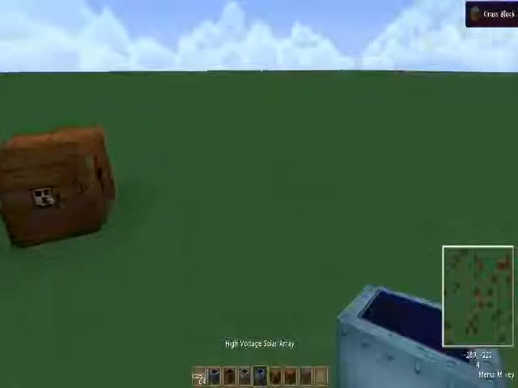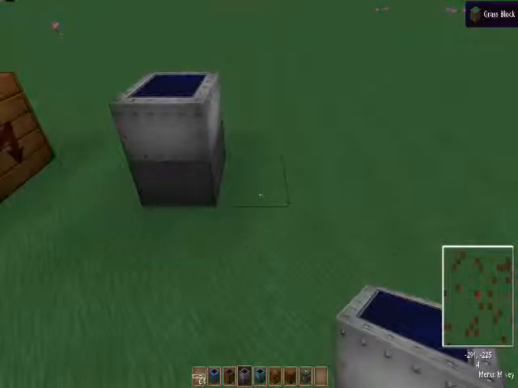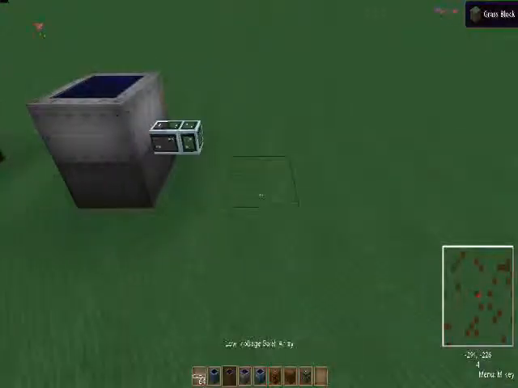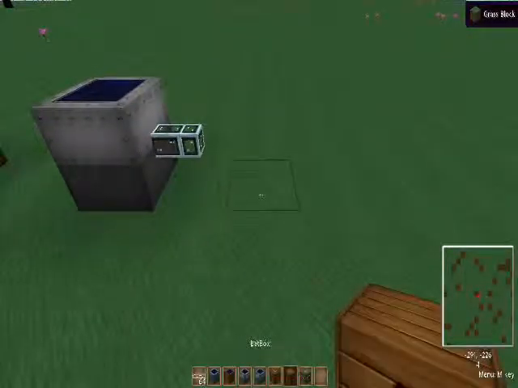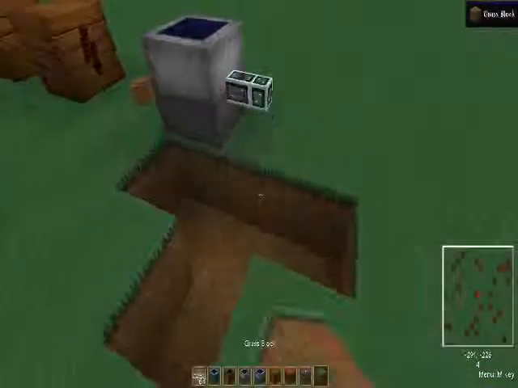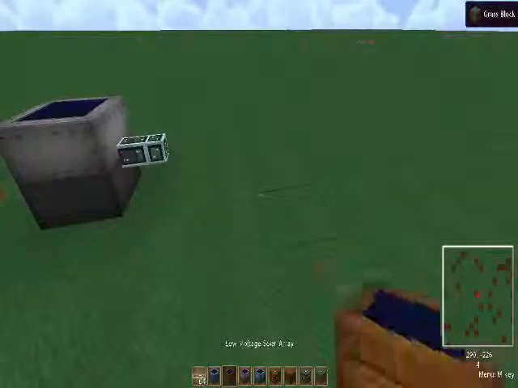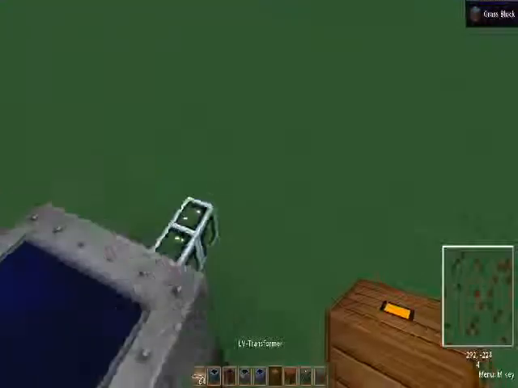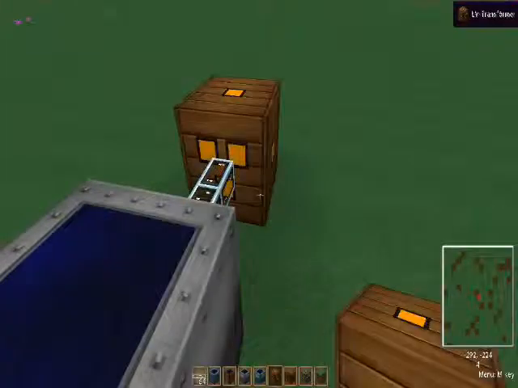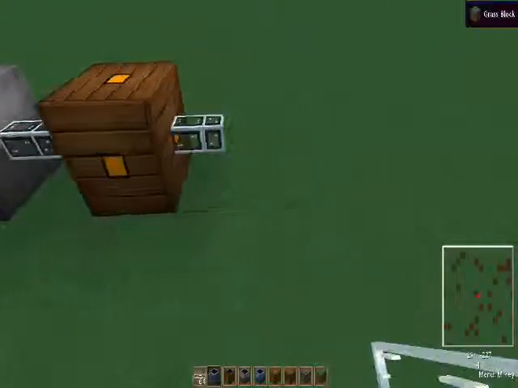Next up, we have the medium voltage solar array. This cannot directly be hooked up to the bat box, for it will explode like such. We'll just fill this in real quick. So that leaves us with an issue. We have to hook it up to a low voltage transformer first. And then after that, we can hook it up to the bat box.